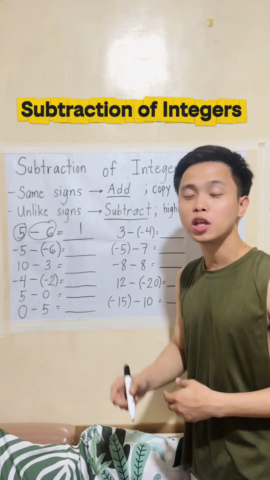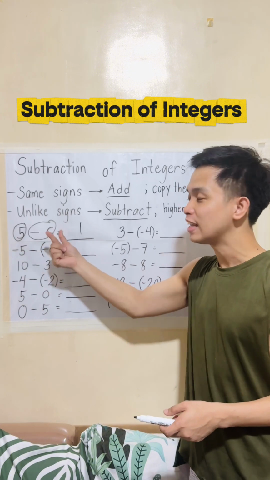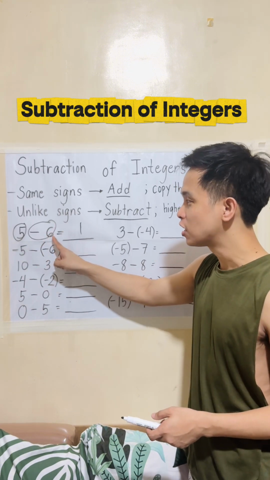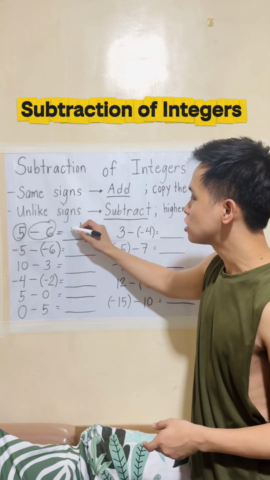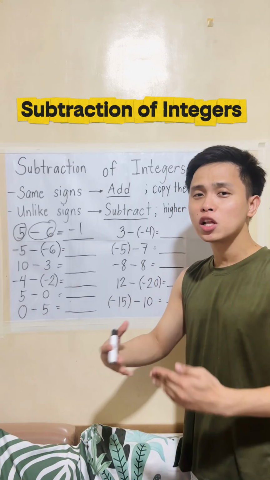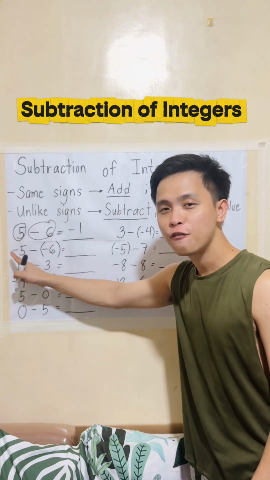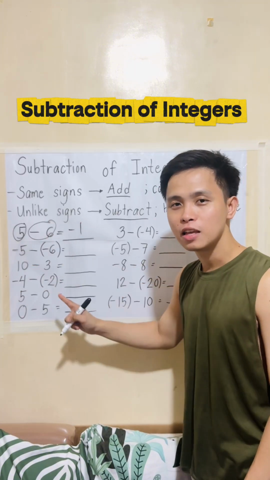Which one is bigger when it comes to absolute value? Is it 6 or 5? We know that it is 6. And 6 here is negative. So the answer is negative. Next, this is an additional concept when it comes to the subtraction of integers. Negative 5 minus negative 6.